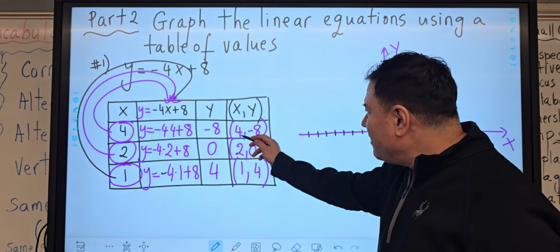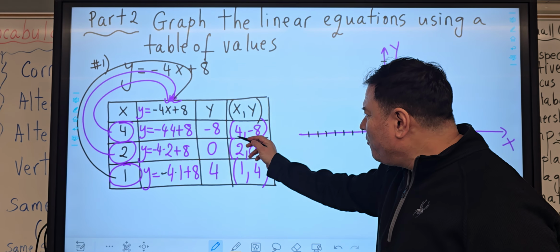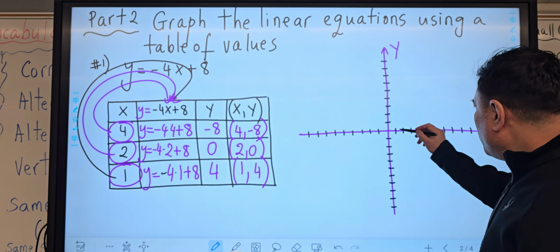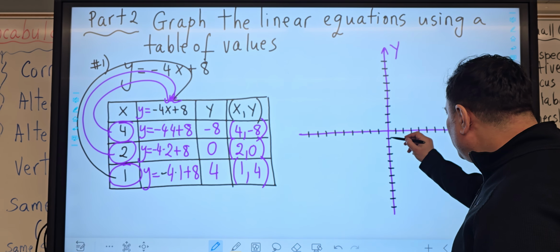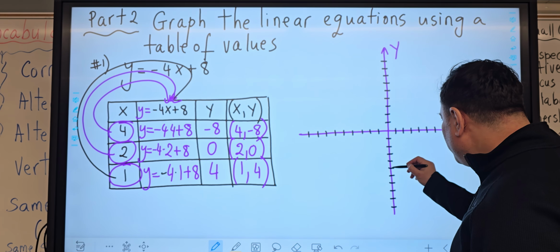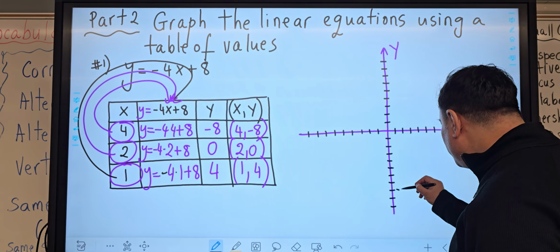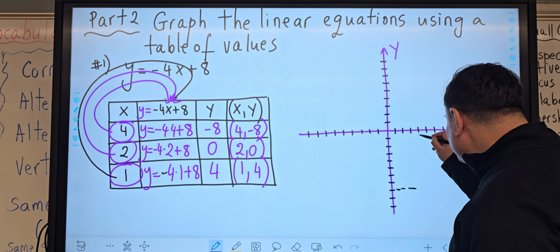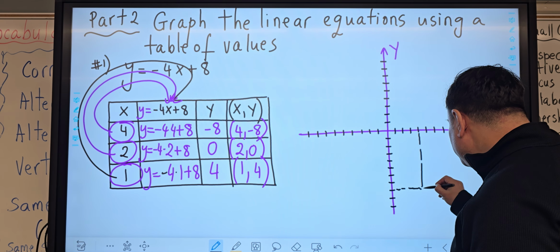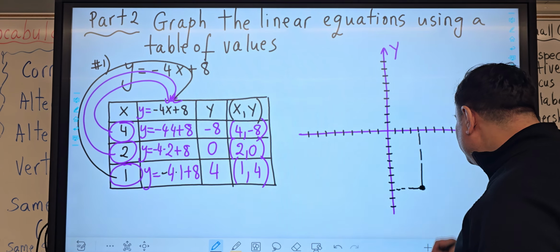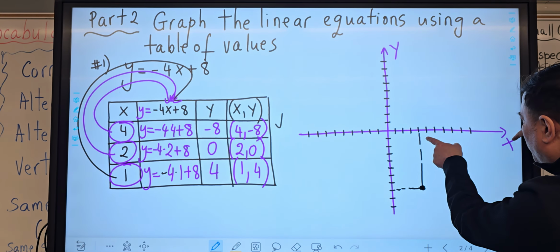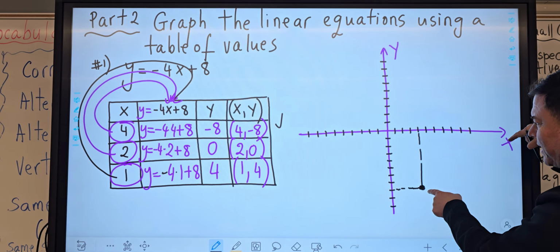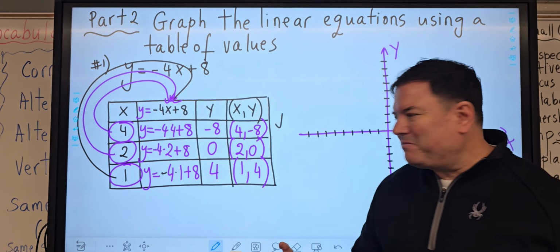Okay, let's graph the first one. When x is 4, y is negative 8. When x is 4, 1, 2, 3, 4, y is negative 8: 1, 2, 3, 4, 5, 6, 7, 8. Right here, somewhere right there. This is our first ordered pair. When x is positive 4, y is negative 8, right there.